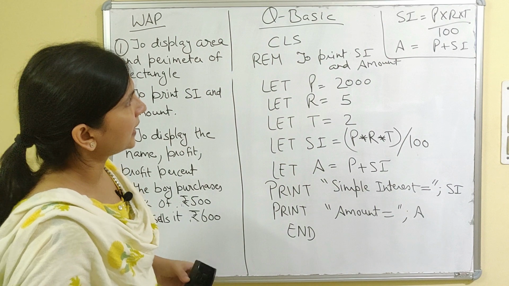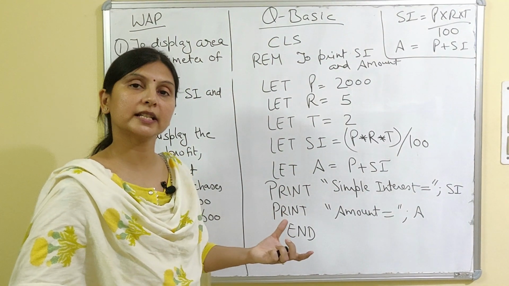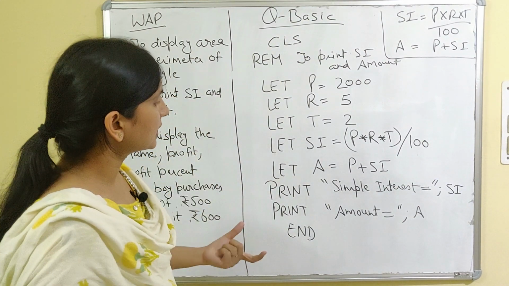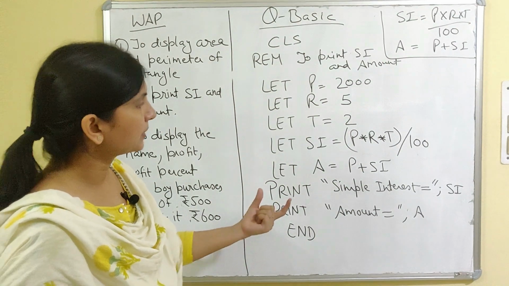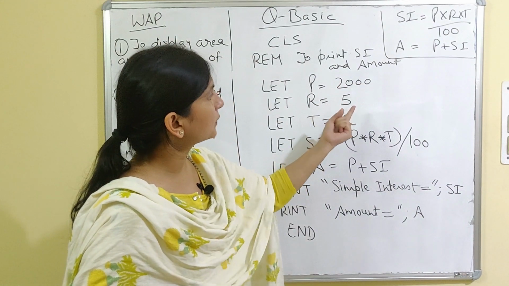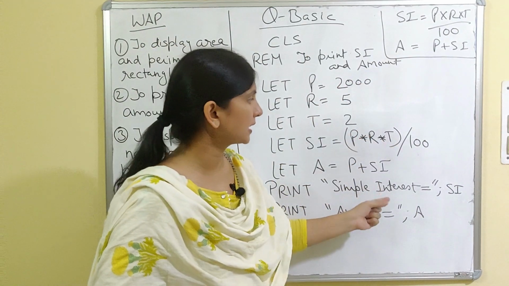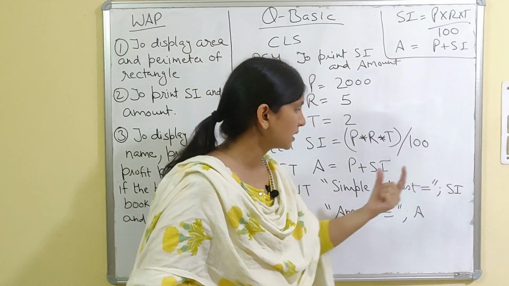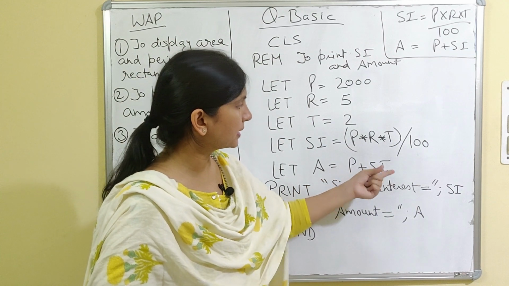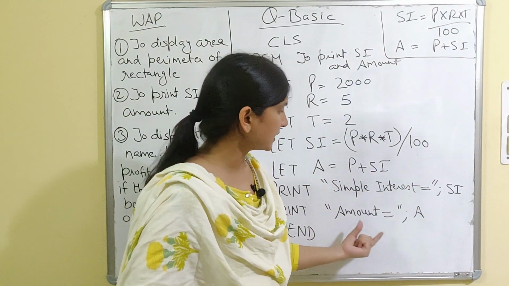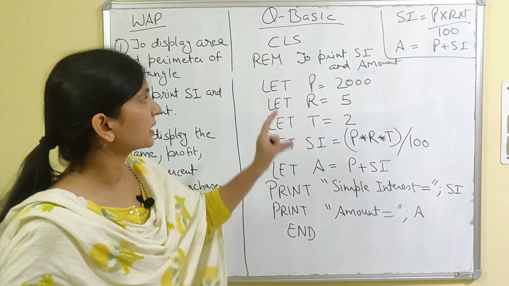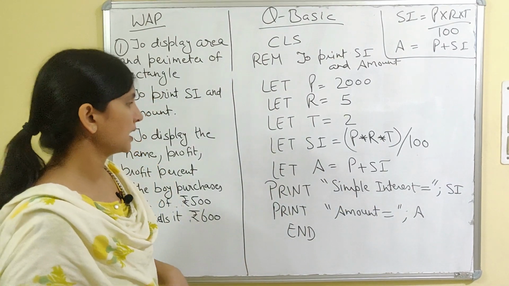So this is a program, and how do you run this program? By pressing F5 or by clicking on run. So when you run this program, what will be displayed? It will display simple interest equals to 2000 into 5 into 2 divided by 100. Whatever number comes, it will be displayed. Amount equals to, by adding principal and simple interest, whatever number comes, that will be displayed. Only these two statements will be displayed. Nothing else. Fine? I hope it is clear.